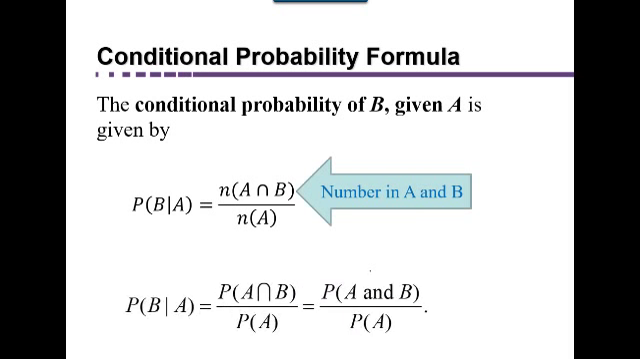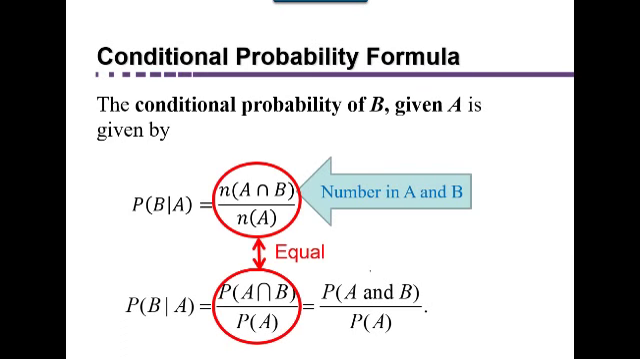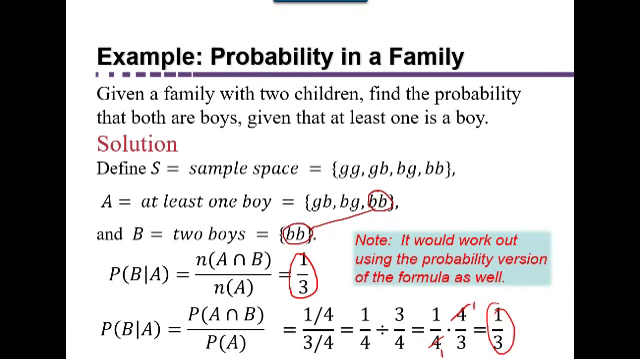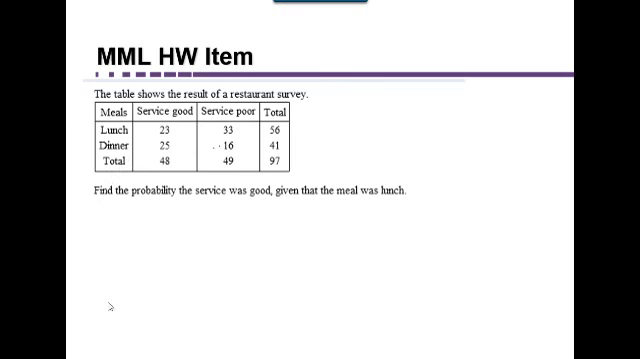Okay, so remember, here's the formula. The probability of B, given that A has occurred, is the number of ways that A and B can occur divided by the number of ways A can occur. So let's write that down, or you can use the probability version of the formula. So the probability of B, given that A has occurred, is going to be the number of ways that A and B occur divided by the number of ways that A can occur.